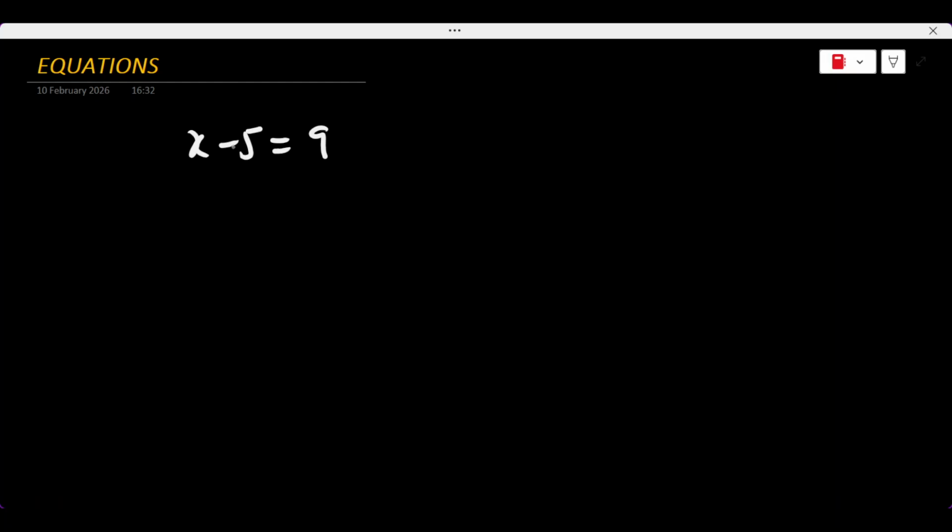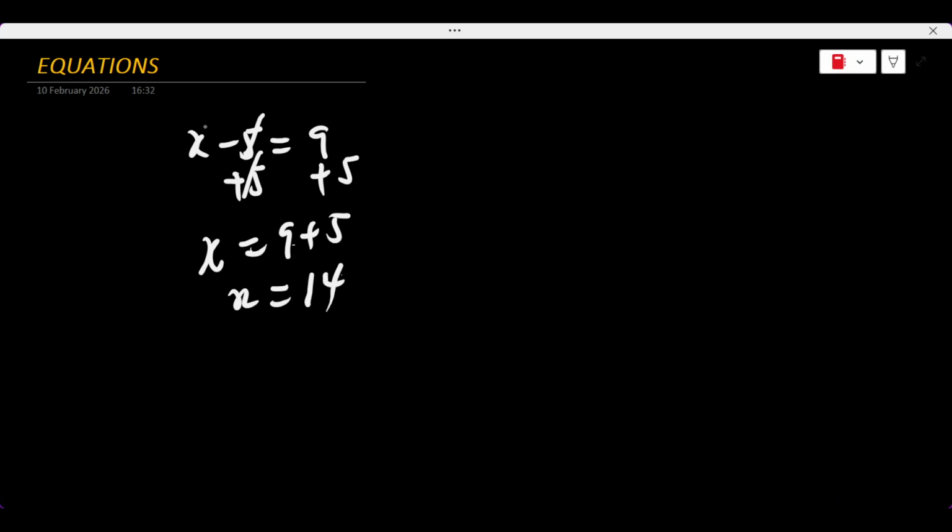Now, in the first example, we have positive 3 here, which is plus. Here we have minus. And to get rid of this negative 5 here, so that X will stand on its own, you have to add 5. And you do the same thing toward the other side. So minus 5 plus 5 gives us what? 0. It cancels out. So we are left with what? X equals 9 plus 5. X equals what? 14. So when you put 14 here, minus 5, it should give you what? 9. So we are balancing what? Both sides of the equal to sign.